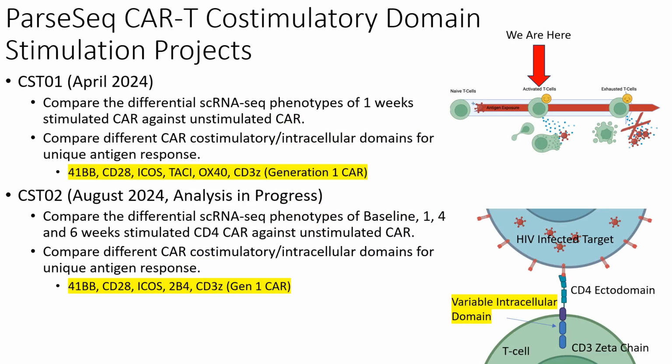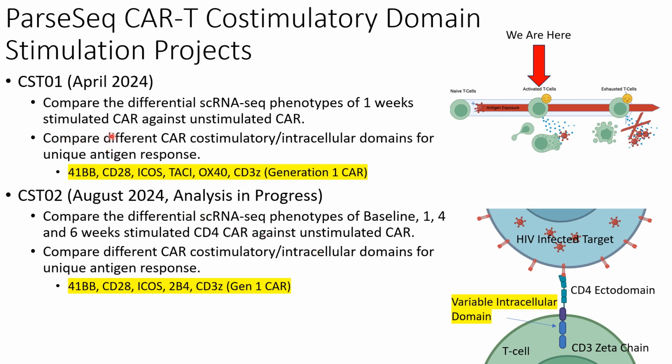So here are the first two applications of the Parse pipeline that I was working on. Both of them regard the CoStim project, which is to say we are replacing the intracellular domain. Most commonly, these T cells, the second generation CAR T cells, will utilize the CD28 or 4-1BB intracellular domain, but there's a lot of experimental domains that our lab works with. And we're seeing how stimulating them causes differential transcriptomic developments over the course of activation and exhaustion.